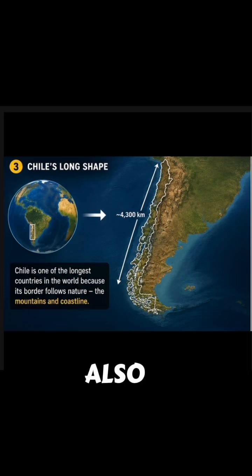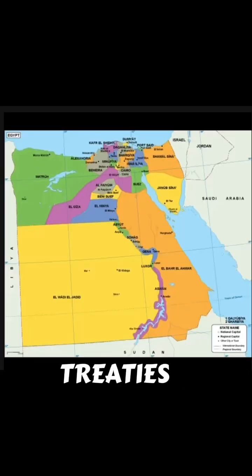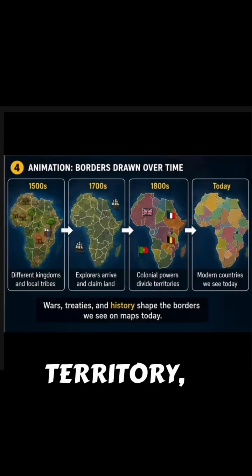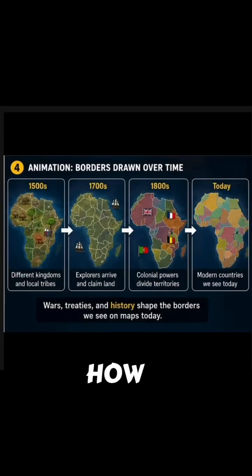Some borders also came from wars, treaties, and the movement of different groups of people over hundreds of years. That's why countries like Egypt look more geometric, and they represent some of the major European colonial powers involved in dividing African territories. Yes, this is just an animation of how borders were drawn, just as you can see in the picture on your screen.